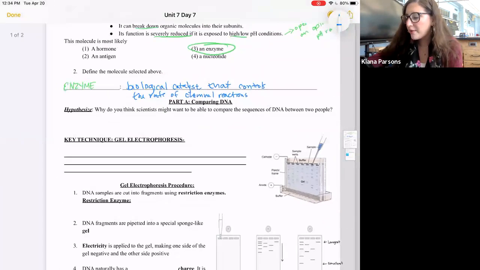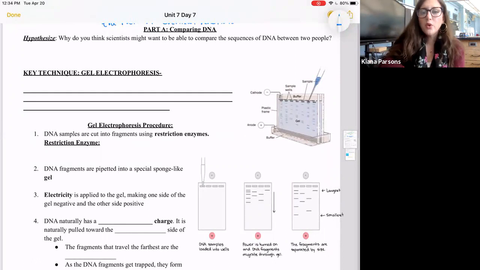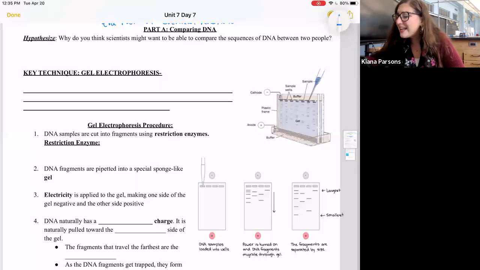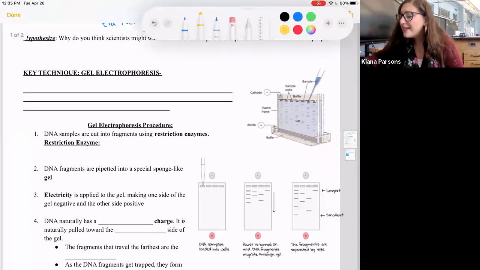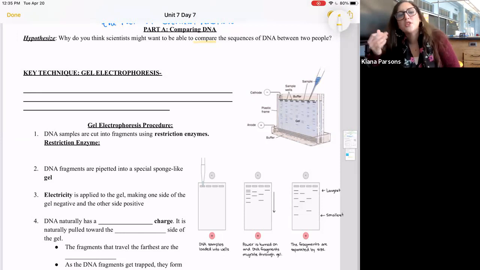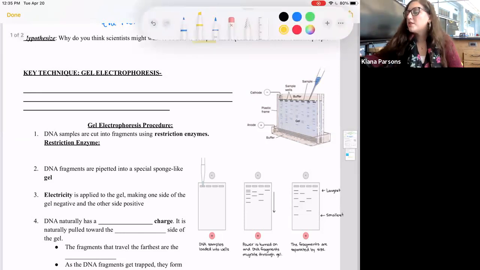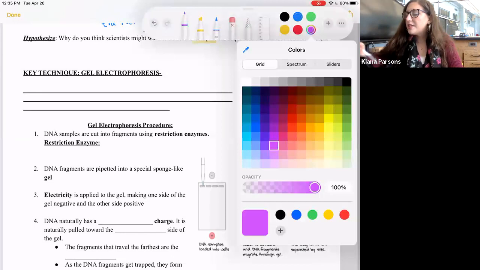So let's talk about it. First, before we talk about it, remember I told you to start thinking about why scientists might want to compare DNA. Why might scientists want to compare the sequences of DNA between two people, for example, or two organisms? So go ahead and pause this video and write down why you think scientists might want to compare DNA sequences between two people.